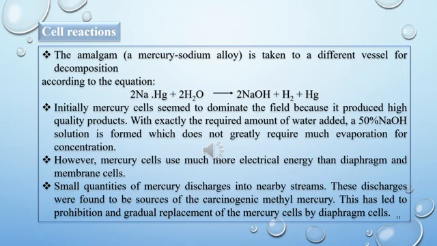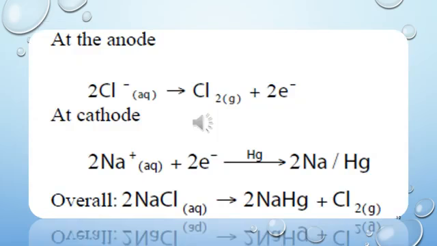Here in this slide we have discussed the chemical equation for the formation of sodium hydroxide and the two reasons behind using diaphragm cell and membrane cell instead of mercury cell. Here are the reactions at the anode and at the cathode.